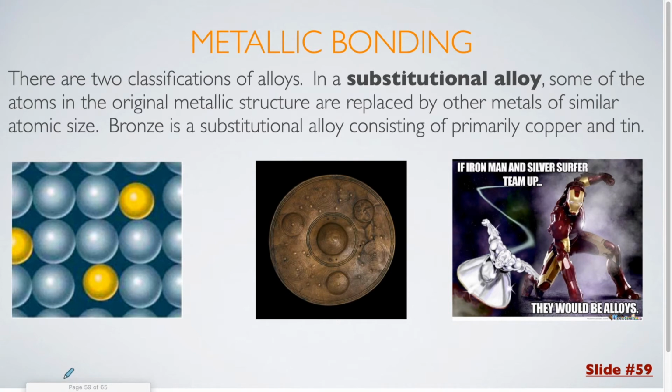There are two classifications of alloys. In a substitutional alloy, some of the atoms in the original metallic structure are replaced by other metals that are similar in atomic size. Bronze is a substitutional alloy consisting of copper and tin. So in order for you to have a substitutional alloy, the atoms are going to be approximately the same size. There can be some variation there.